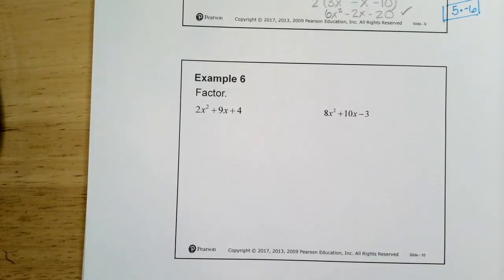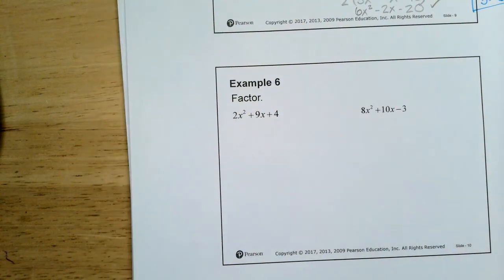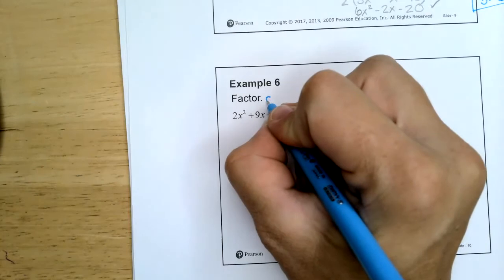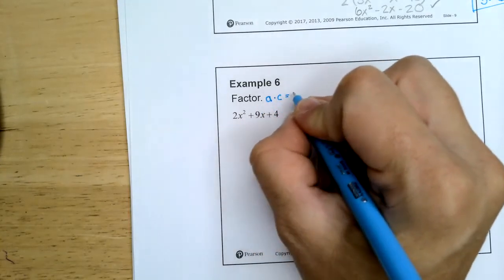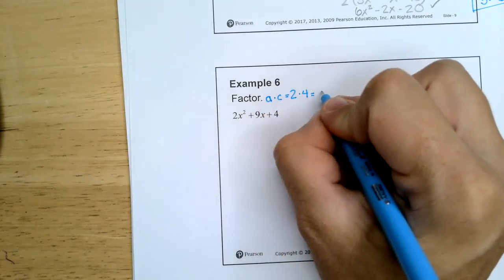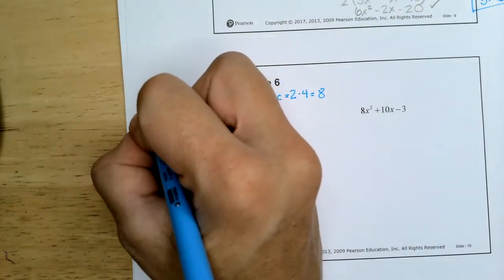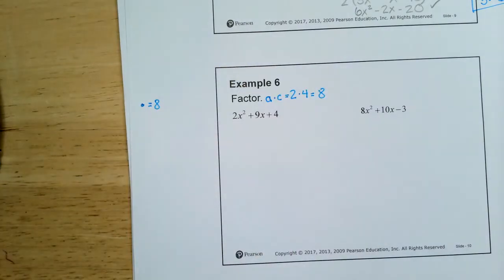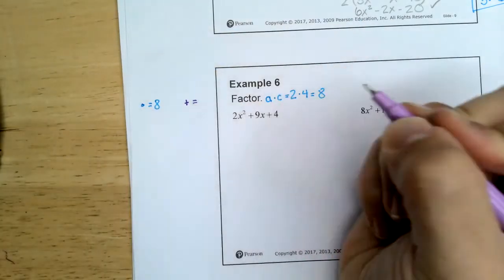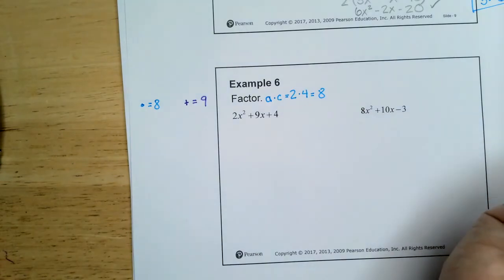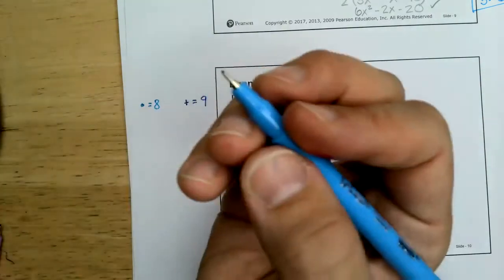2x squared plus 9x plus 4. Is there a greatest common factor between 2, 9, and 4? There is not. All right, so we're going to multiply a times c. A times c is 2 times 4, which is 8. Okay, so it needs to multiply to equal 8. It needs to add to equal 9. Oh, we have all positives. Lovely.